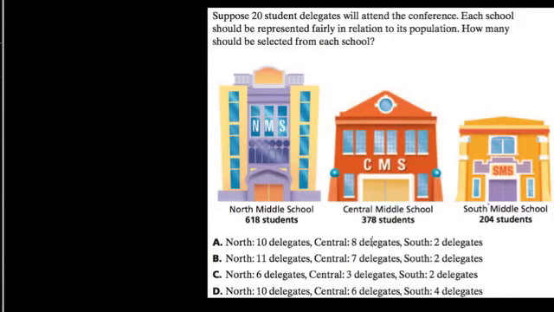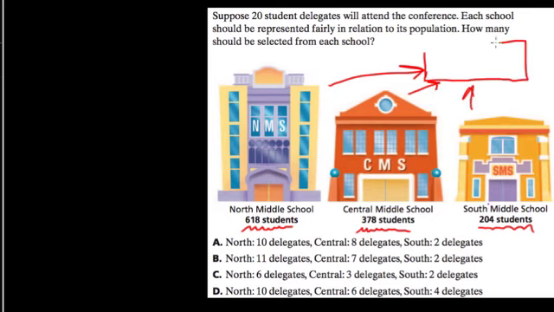So we have three schools here, and at North Middle School we have the most students, 618, followed by Central Middle School with 378, and last South Middle School, 204. These three schools are sending their students to a conference, right? And they want delegates to represent each school. And in total, they're allowing 20 representatives or delegates to represent the schools. Altogether 20. So how many do we allow from each school?